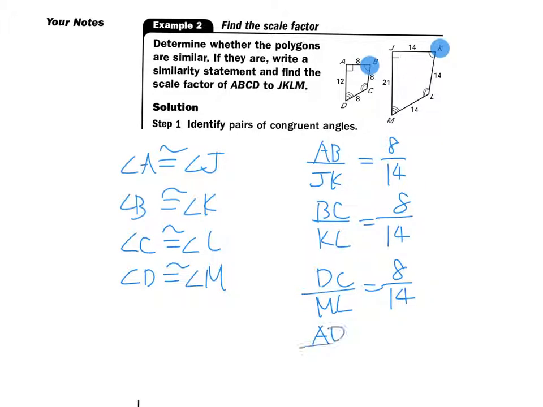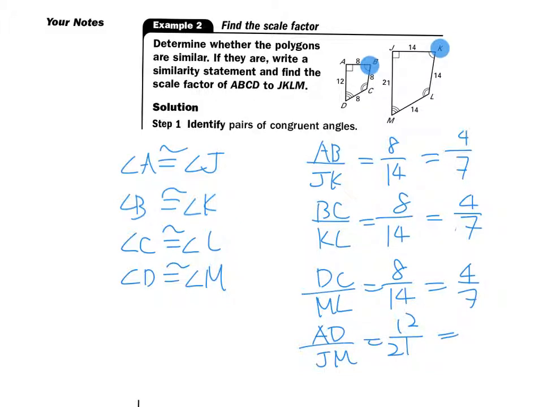And AD over JM is 12 over 21, right? So now if I simplify it, if I divide by 2 in the numerator and denominator, these three are the same. This one I have to divide by 3, cancel by 3, so I should have 4 on top and 7 at the bottom.